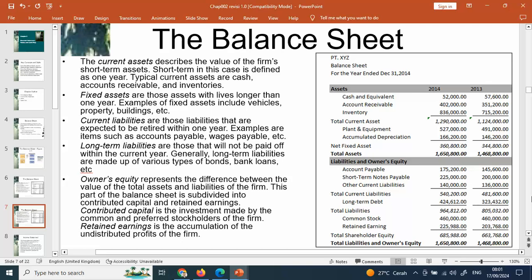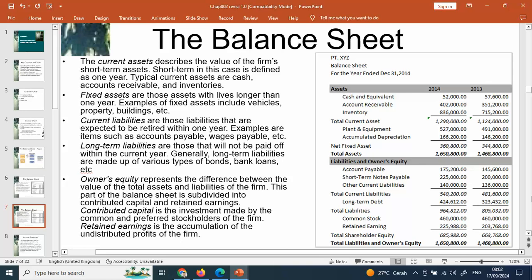Long-term liabilities, this one, long-term debt, are those that will not be paid off within the current year. Generally, long-term liabilities are made up of various types of bonds and loans. You have a loan from the bank, 30 years, 20 years, 10 years, more than 1 year. You borrow money from the bank because you want to invest in machinery. You borrow from the bank for 10 years. That is long-term liabilities.